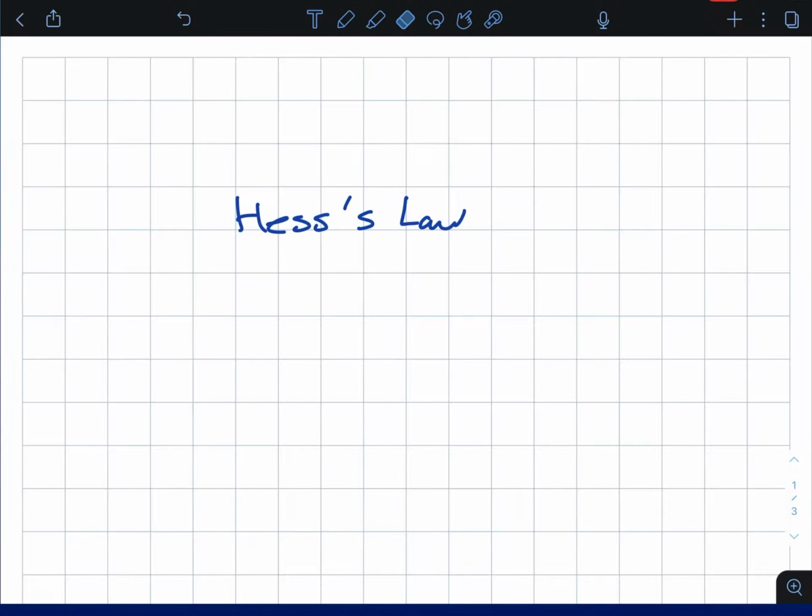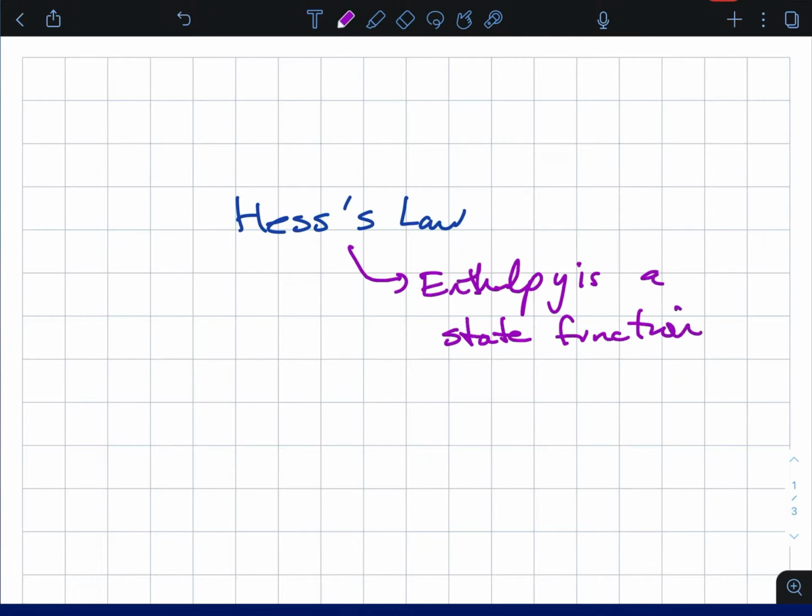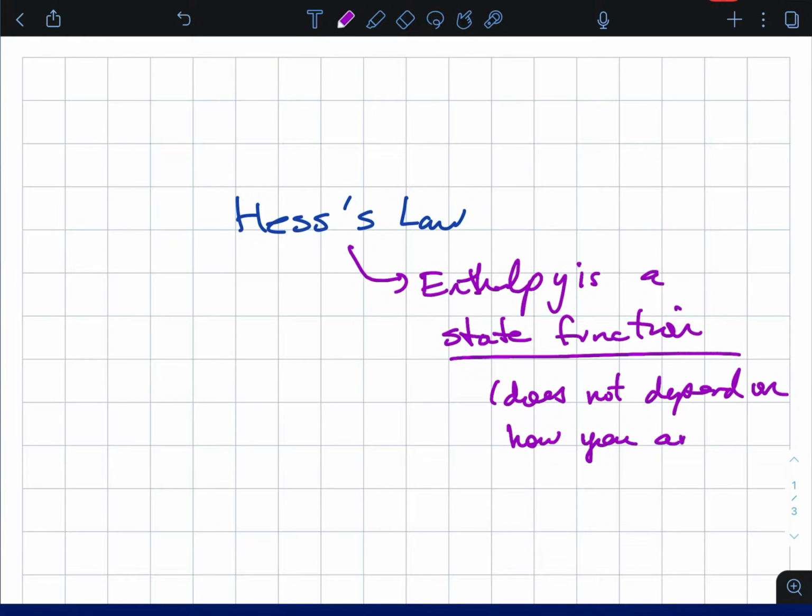So Hess's law relies on the idea that enthalpy is what's known as a state function. So enthalpy is a state function, and what do we mean by that? A state function is anything that does not depend on the path. It does not depend on the path that you use to arrive at it, on how you arrive at it.